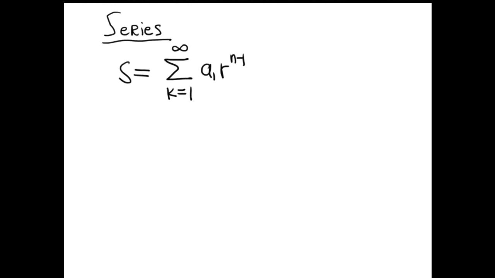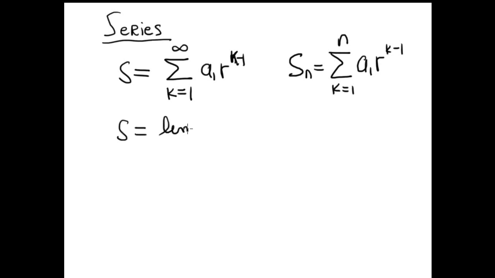Okay, now we suppose a series. What is a series? A series is an infinite summation. So suppose S of n is the summation from k equal 1 to n of a1 r to the k minus 1. K is the index variable, but S is a limit. When n approaches infinity, you consider that the number of elements is infinity.